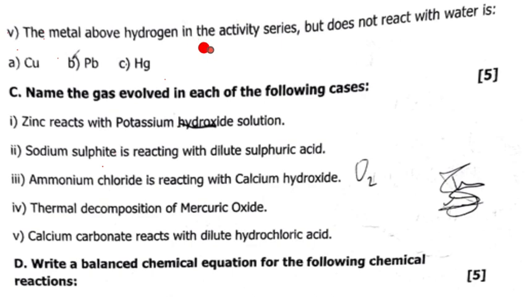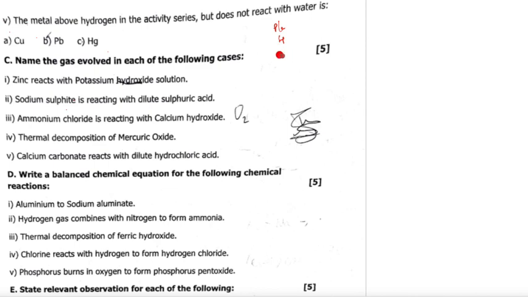The metal above hydrogen in the activity series, and it does not react with water. Now activity series above hydrogen. So above hydrogen we have Pb, below hydrogen we have Cu, then we have, these ones are below. Now it is above hydrogen but does not react with water. Now copper is below here, so we cannot take. Hg is below H, so we cannot take this, and the only one which is above H is Pb. So fifth one is B, which is Pb.